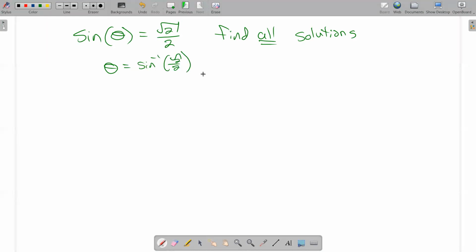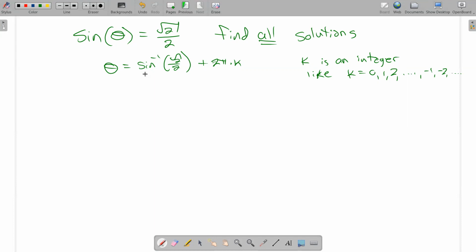And there's one of those solutions right there, and I can just keep adding the period to this to get other ones. Right? So whatever that number is right there, plus any multiple of 2 pi. So usually we say 2 pi times k, where k is some whole number or an integer. So k could be 0, 1, 2, forever and ever, or -1, -2, forever and ever. So those are the integers right there.